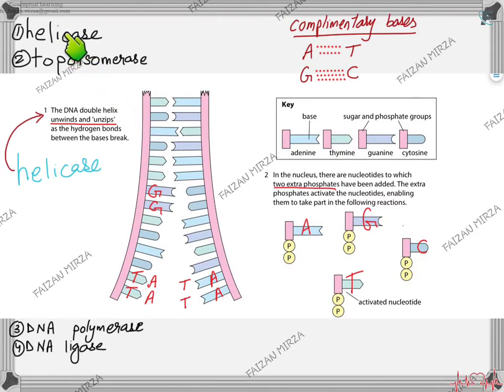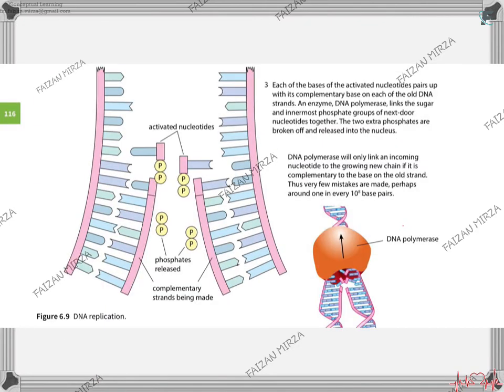Four enzymes are important here. Helicase releases the helix by breaking the hydrogen bonds. Topoisomerase releases the supercoiling. DNA polymerase joins the sugar phosphate backbone. 5' to 3' carbons are joined together. DNA ligase fills up the gaps if there are any gaps present in DNA replication.